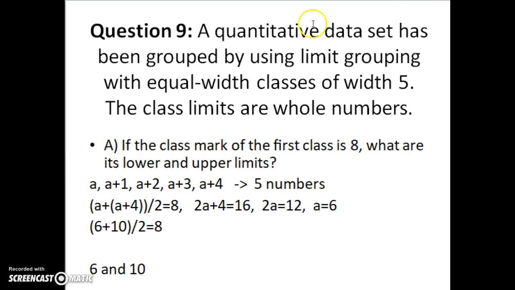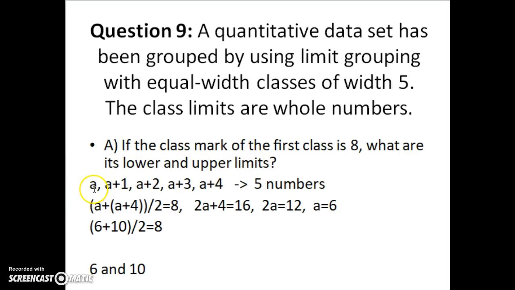A quantitative data set has been grouped by using limit grouping with equal width classes of width 5. The class limits are whole numbers, so if the class mark of the first class is 8, what are its lower and upper limits? How you find the class mark is you get the lower limit and the upper limit and add them up and divide by 2. So what two numbers, when you add them up and divide by 2, give you 8?